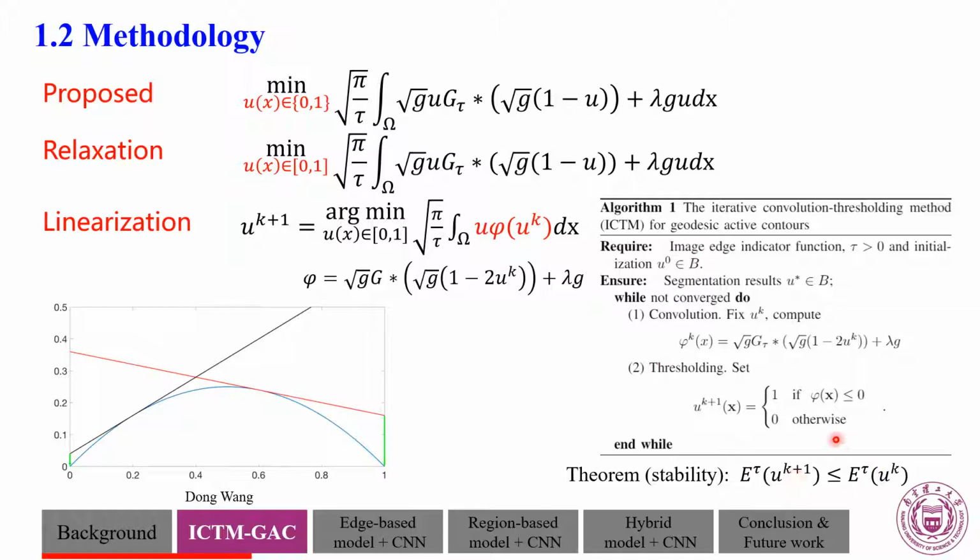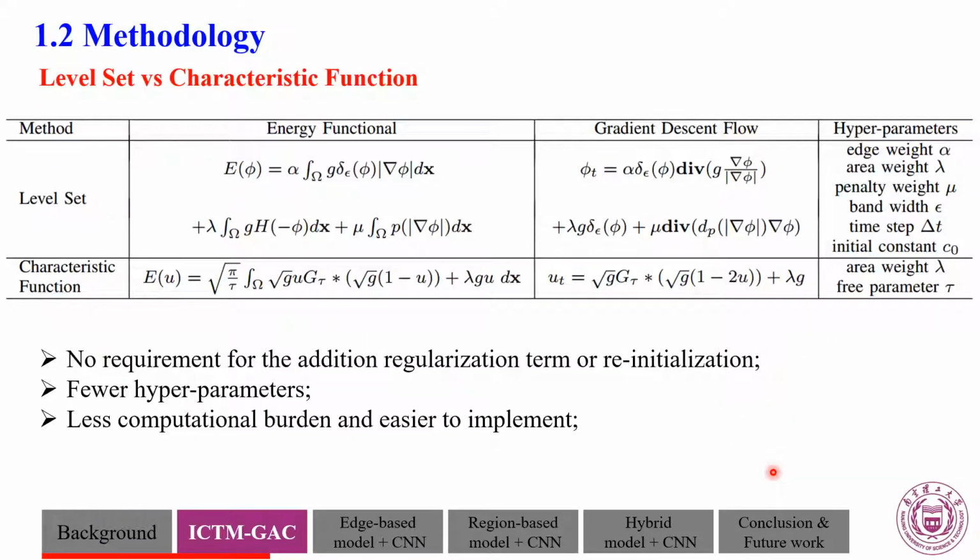Furthermore, we can prove that the total energy is decreasing during the iteration. Compared to the level set method, the proposed characteristic function-based method enjoys the following advantages.